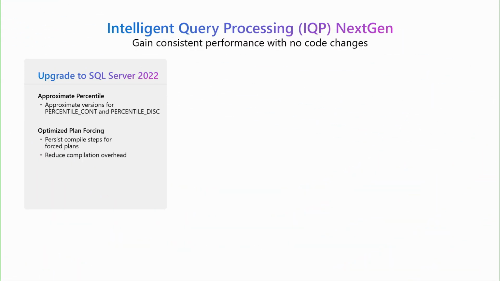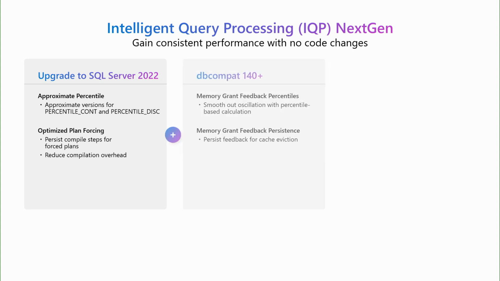Speaking of built-in query intelligence, let's dive a little deeper into the performance enhancements that we've been working on, specifically with what I call Intelligent Query Processing NextGen. You know, when you upgrade to SQL Server 2022, you get new features regardless of your DB compat level. First, you get approximate percentile, which can help speed up analytic queries. In addition, you get optimized plan forcing, which records steps of compilation to help you avoid compile storms. In addition to these features, if you are using DB compat level 140 or later, you get more.